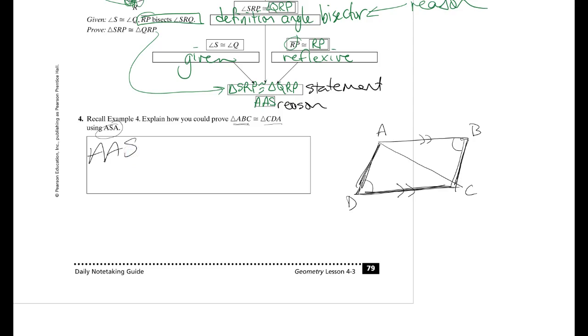We said this angle, and this side matched up with this angle, and that side. So they're asking, how can we undo this and instead make it an angle side angle thing? Well, if we're given this angle, and they want us to use angle side angle, what else could we do here?